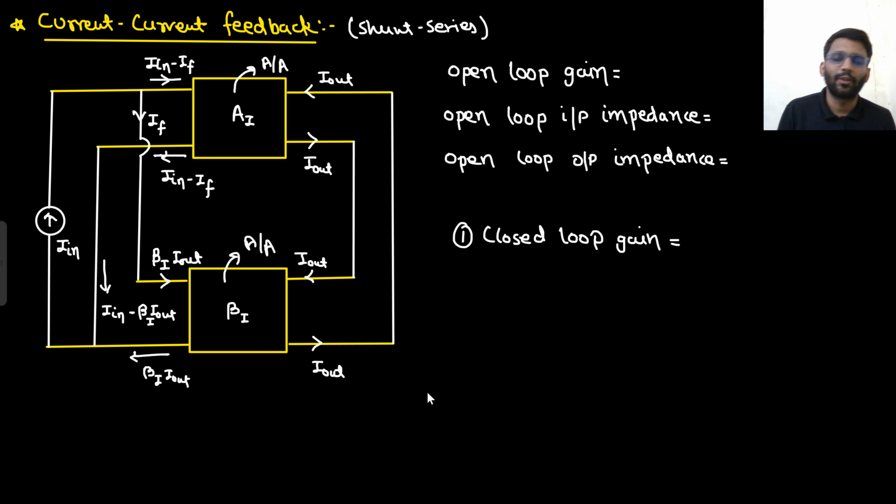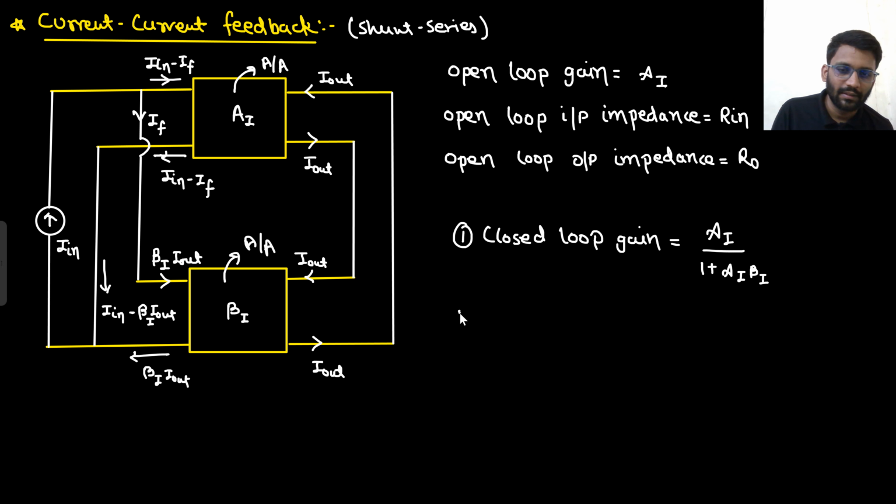So what is current feedback topology? From the output, current is being sampled and it is fed back to the input in terms of current only. I out is being fed back, converted into current only, and mixed with the input current. So current sampling and current mixing. What is open loop gain? Open loop gain I am assuming to be AI. Open loop input and output impedance I am assuming to be R in and R out. So what will be your closed loop gain? Closed loop gain will simply be AI upon 1 plus AI beta I. Right? Second thing, what will be the closed loop input impedance?